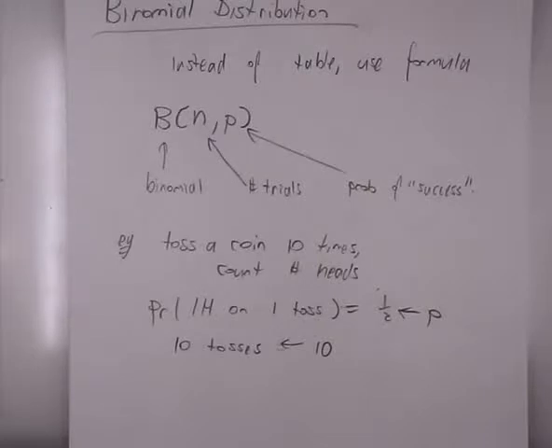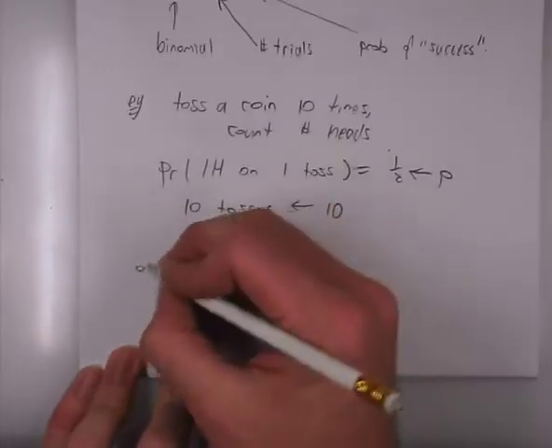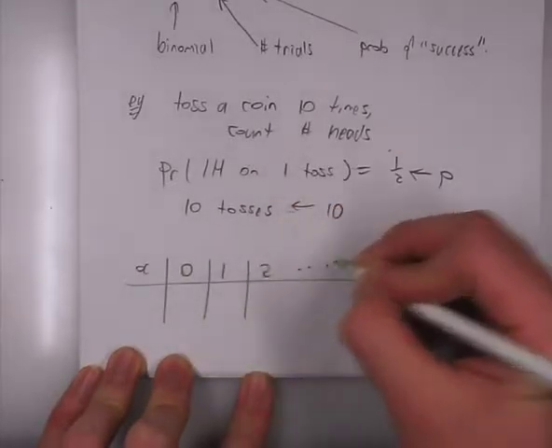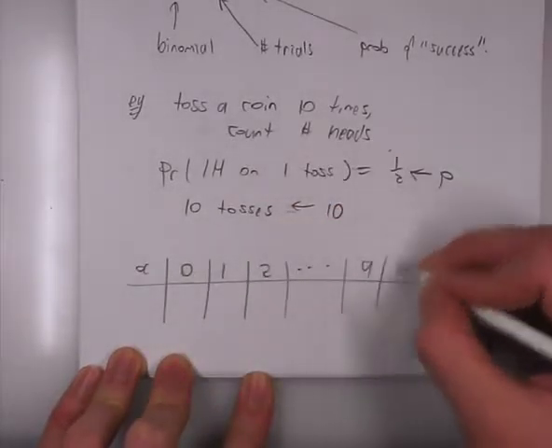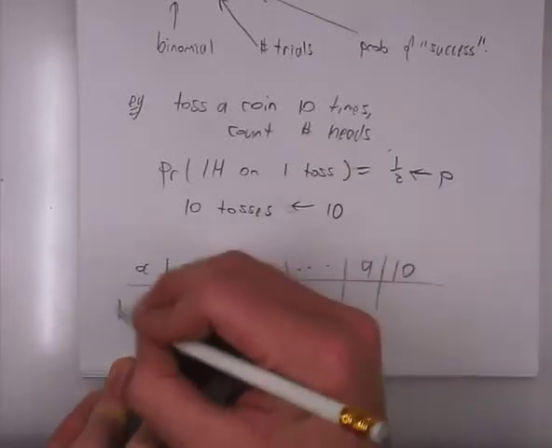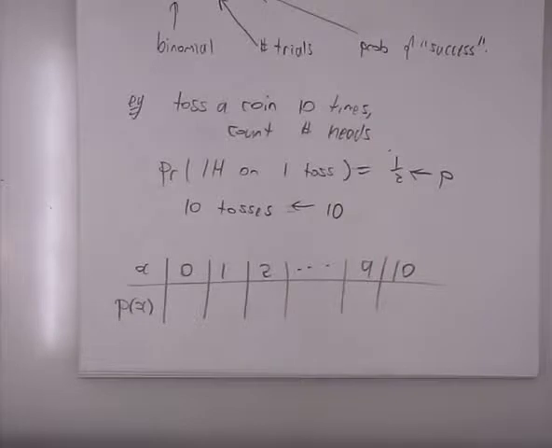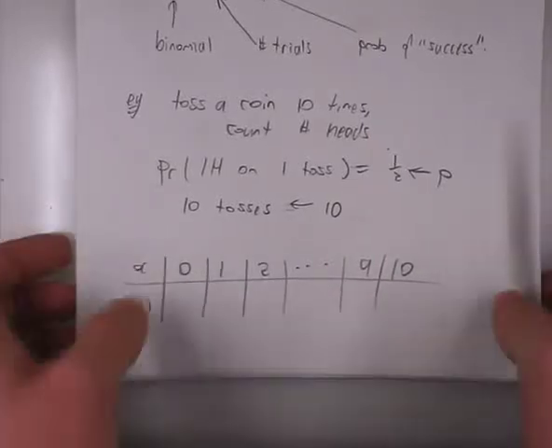So if I write my table that has the list of all the possible numbers of heads I could get, if you think it through, I could get none, I could get 1, 2, all the way up to 10 heads, and the probability of each one I could fill in here. But instead of drawing a table, I write a formula that tells me what goes in each of these spots. And the formula is this.